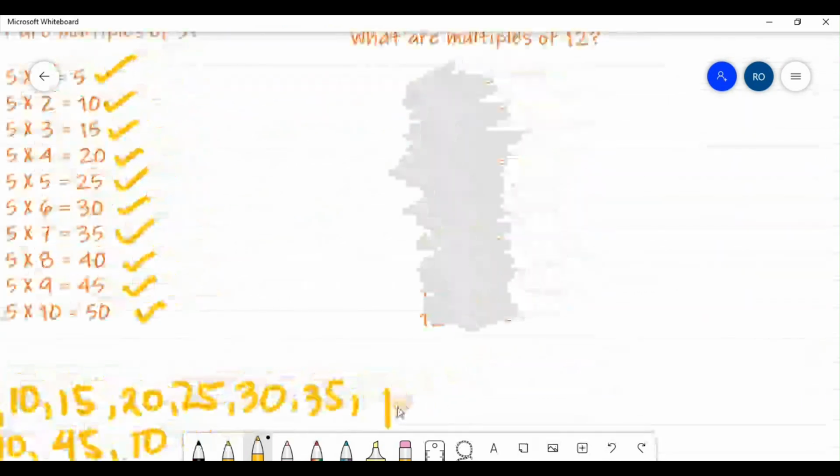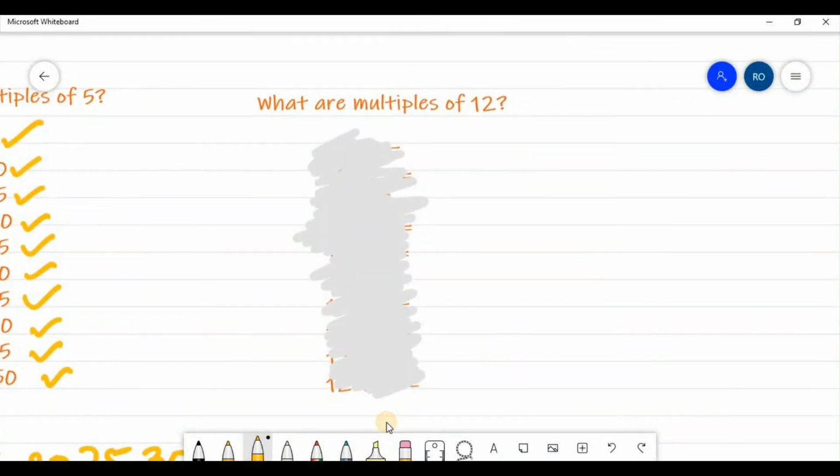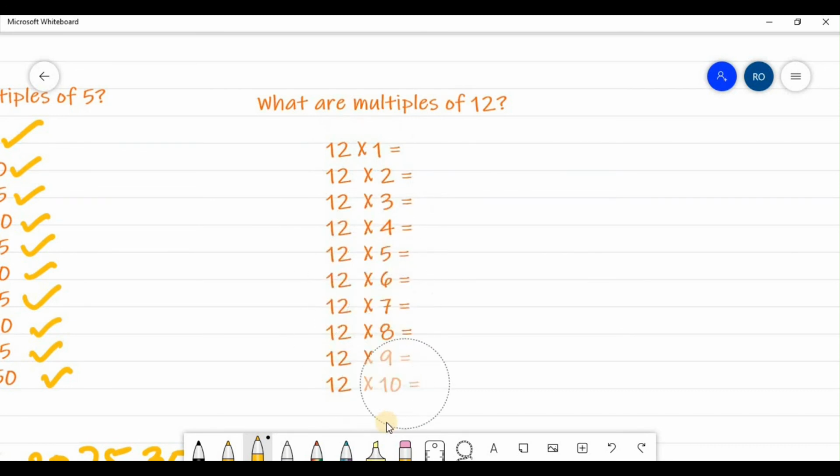Okay, let's take the last example, the multiples of 12. What are the multiples of 12? Let's get the first 10 multiples of 12. Now let's start writing the multiples of 12 by multiplying 12 by 1 up to 10. So let's start with 1.